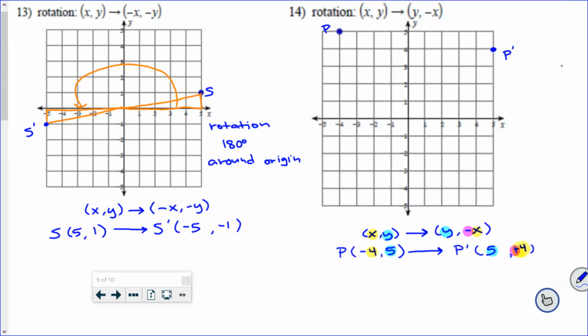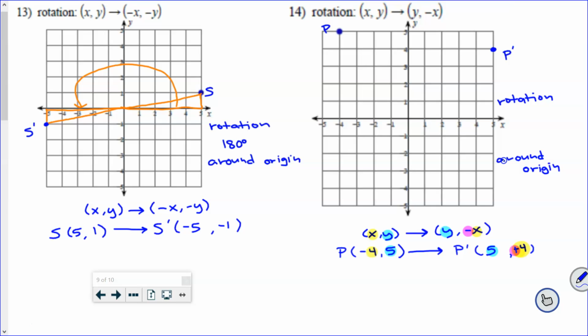Okay. How much did it change? We know it's a rotation for sure because it says rotation. And I already warned you that all of these were going to be rotated around the origin. So rotation, something around the origin. What goes in the middle?